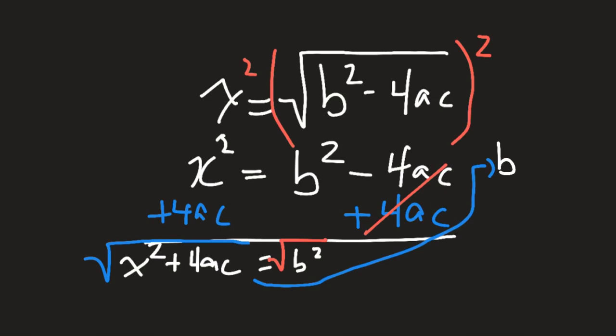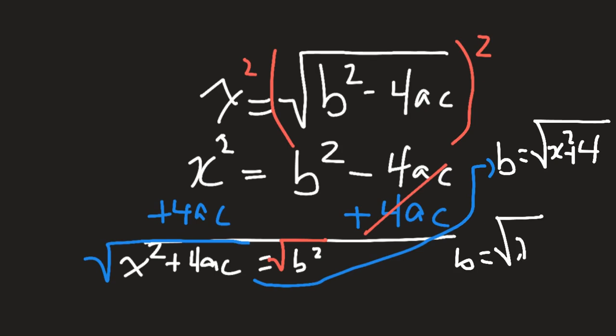So we have that b equals the root of x squared plus 4ac. Let's see if I have a bit more room down here. b equals the root of x squared plus 4ac.